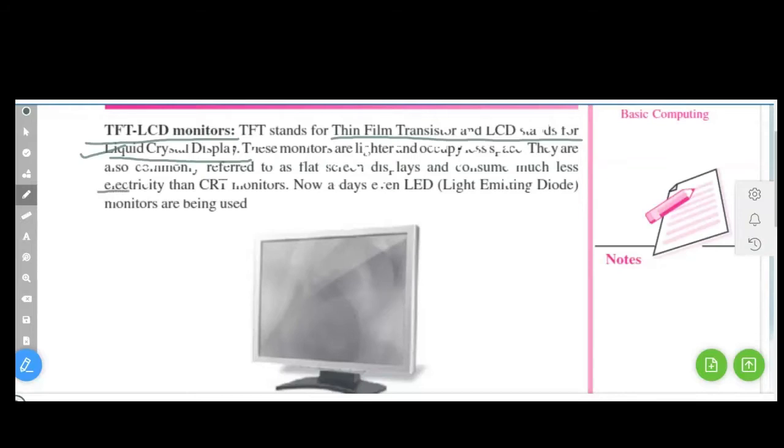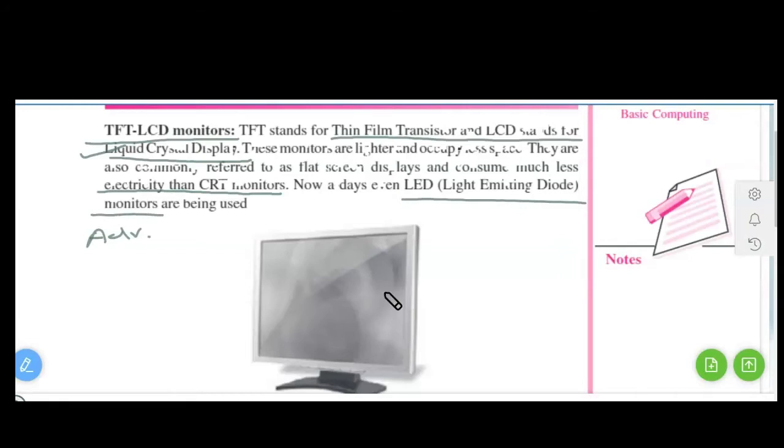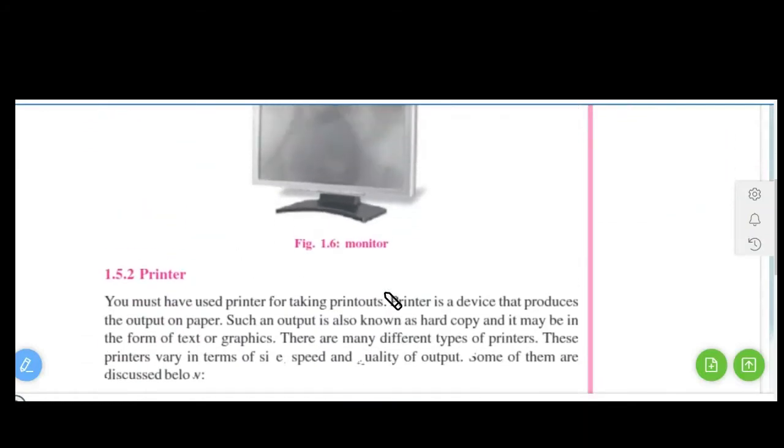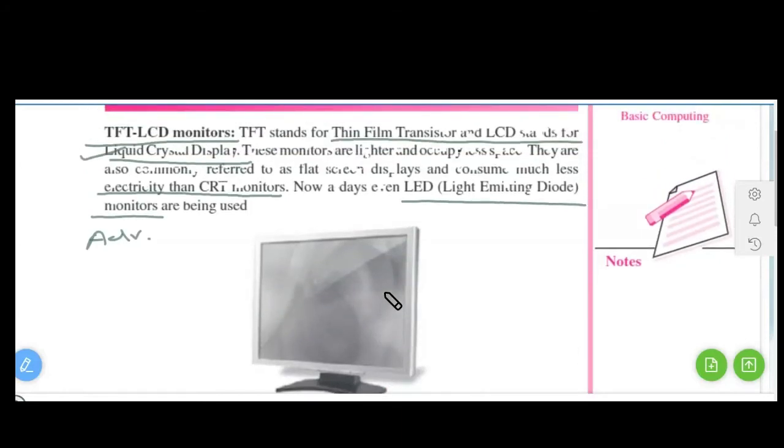This uses less electricity than a CRT monitor. That is one advantage of your TFT LCD monitor. LED monitors are also available. These are the things available in the market. And nowadays most monitors come with a touch screen property, or touch screen monitors are widely available.